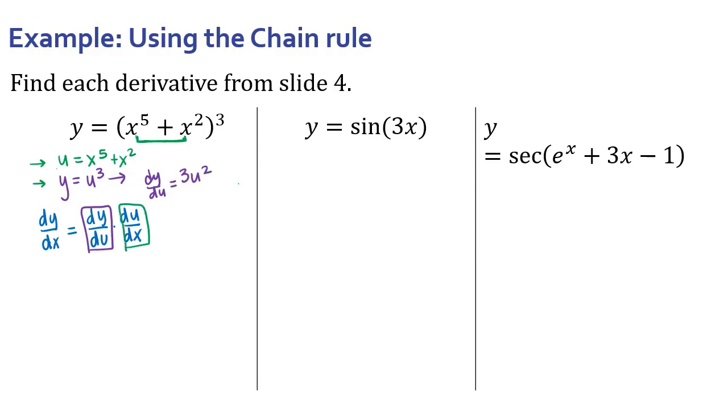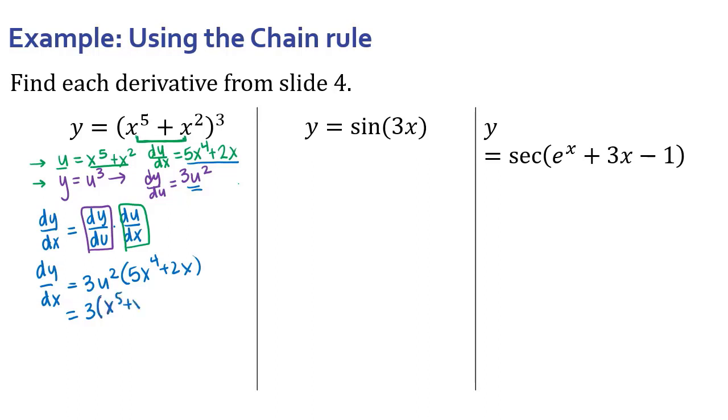This piece is finding the derivative of this function with respect to x. So the derivative of that formula u with respect to x is going to be 5x to the 4th plus 2x. So now what I can do is substitute this all in. dy over dx equals dy over du, which is this, times the derivative of u with respect to x, so 5x to the 4th plus 2x. Then I'll go back and substitute what u was, so this is going to be 3 times (x to the 5th plus x squared) squared times (5x to the 4th plus 2x).